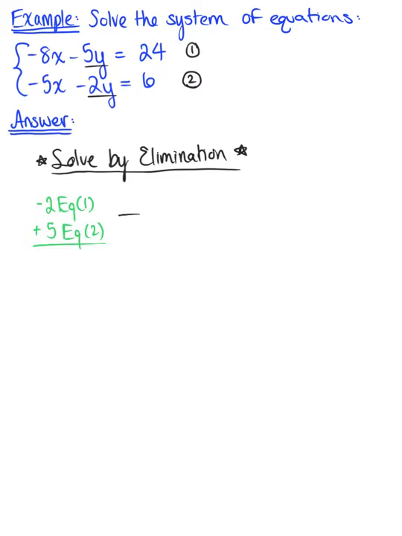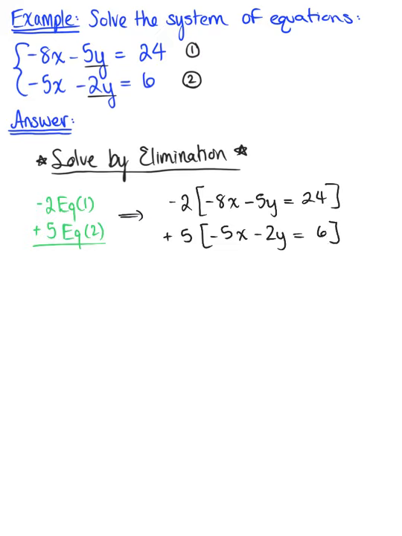Let's think about this in a little bit more detail. Again, I'm taking equation 1 and multiplying the entire equation by -2. So it'll be -2 multiplied by -8x minus 5y equals 24. And then we're going to add this to 5 times equation 2, again 5 times the entire equation 2. With equation 1, we are taking this -2 and distributing it through to each part of the equation. Same thing with 5.